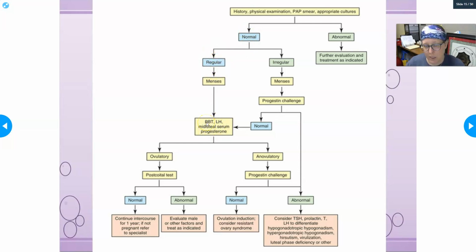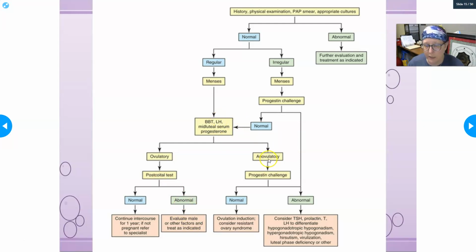We're going to check basal body temperature during the cycle, luteinizing hormone, and then that mid-luteal serum progesterone to check for ovulation. If there's a spike in progesterone at the middle of the luteal phase, then the female is ovulating. Then we're going to look at the postcoital test and see if it's normal. Keep trying, and if it doesn't happen, go see a specialist. If that postcoital test is abnormal, so there are anti-sperm antibodies or there's something going on, it could be that there's a problem with the male or there are other factors, and try to track down what's going on there.